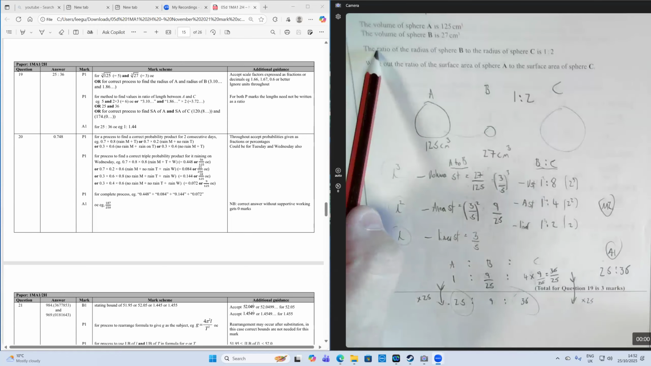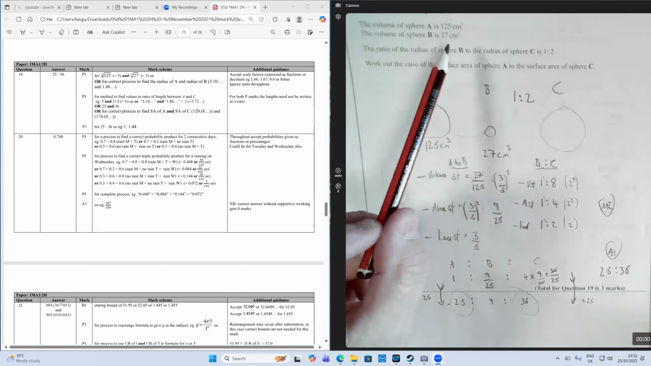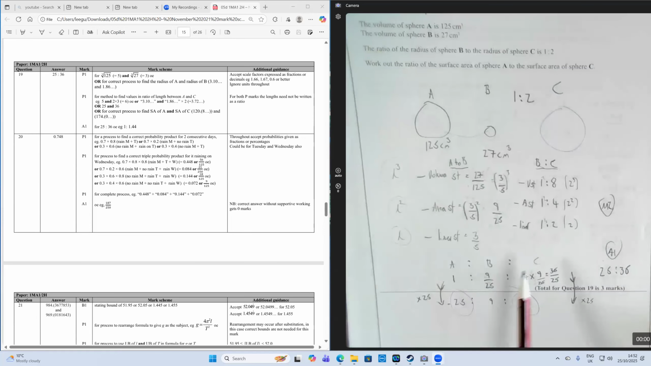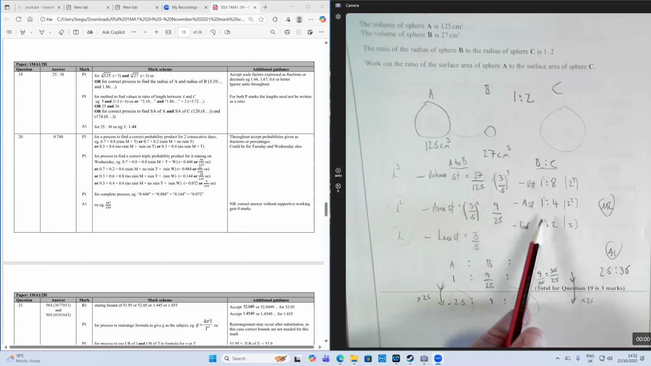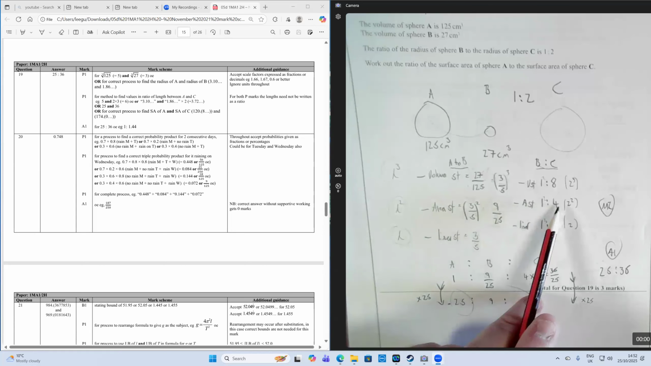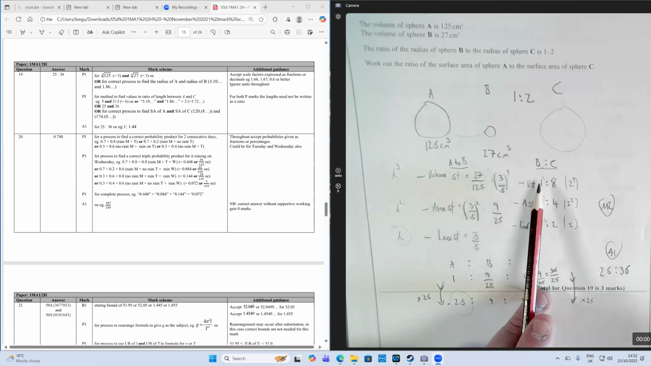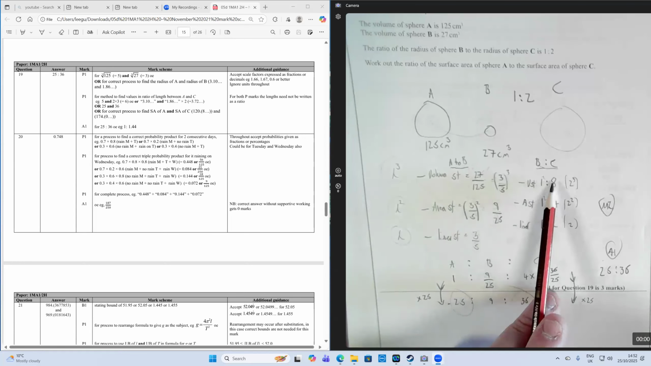We're told that the ratio of the radius to go from B to C is 1 to 2. That is telling us our linear scale factor, because a length is just a linear factor. So to go from B to C, it's a ratio of 1 to 2. Therefore the area scale factor is going to be 1 squared to 2 squared, which is 1 to 4. And then finally, the volume scale factor is going to be 1 cubed to 2 cubed, so 1 to 8.